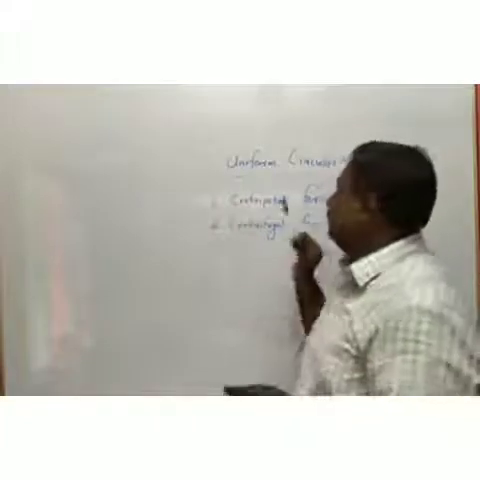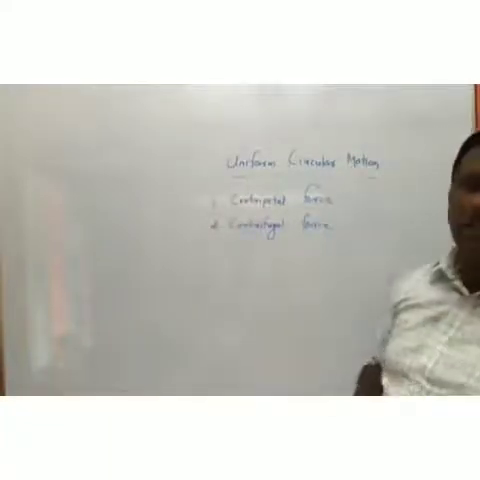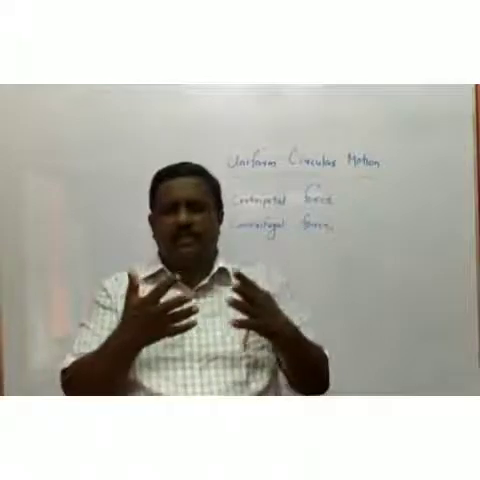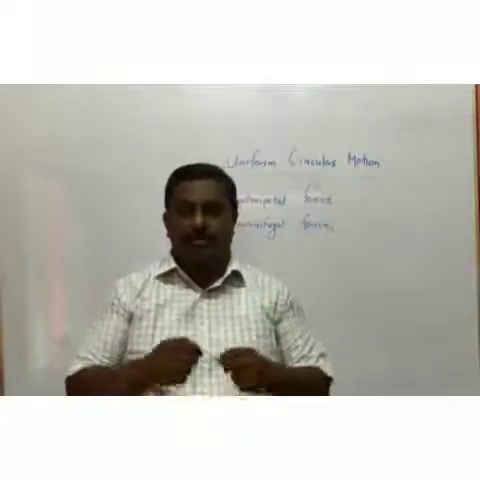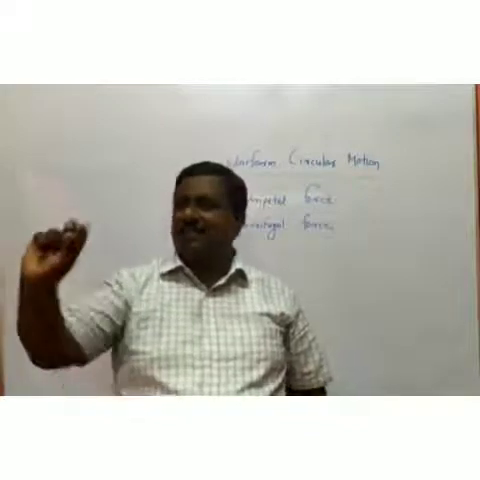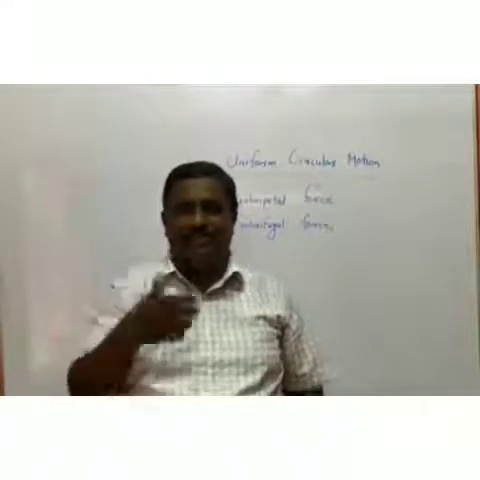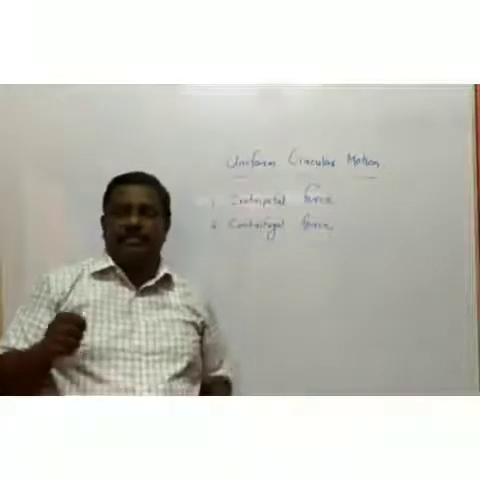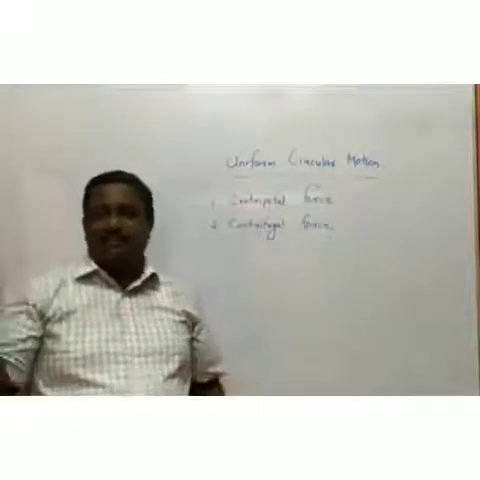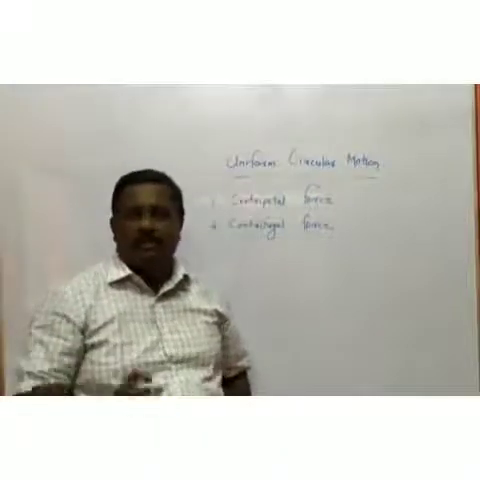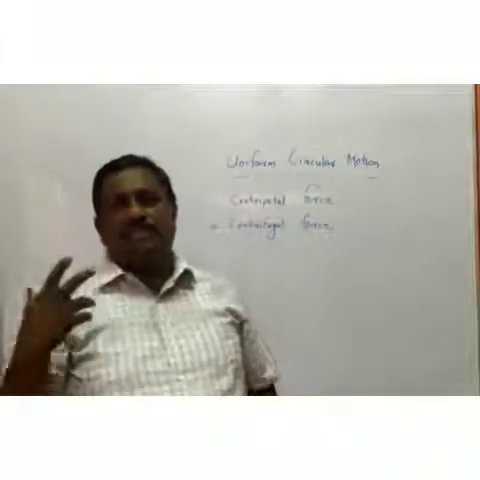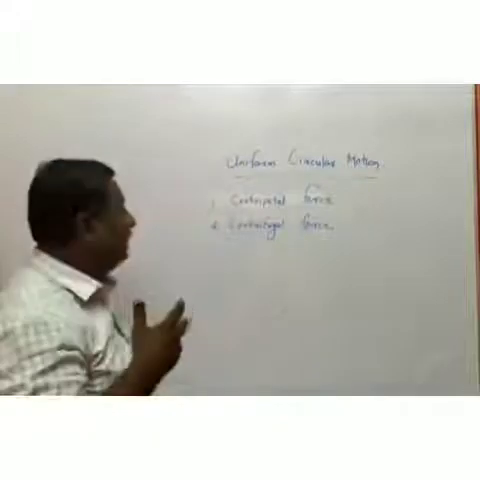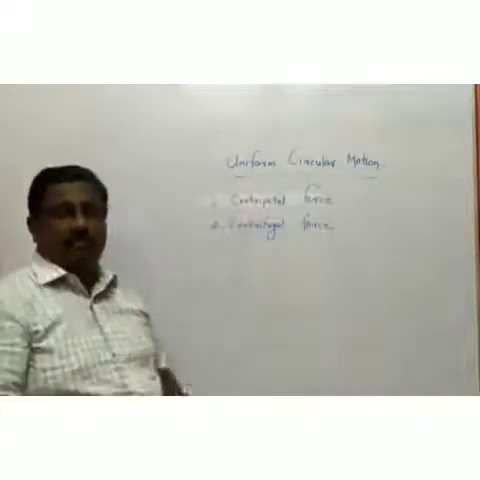Next topic in this chapter: uniform circular motion. Suppose, I think in the last class I told, take a string and tie a small stone at one end, then rotate it. That I told about in the case of rotational motion. Here, a similar thing: you have to take a long string and tie a small stone at one end and start to rotate. Then that body moves in a circular path with a constant speed, then we can say that there is a uniform circular motion.